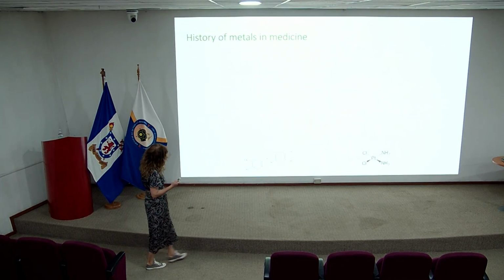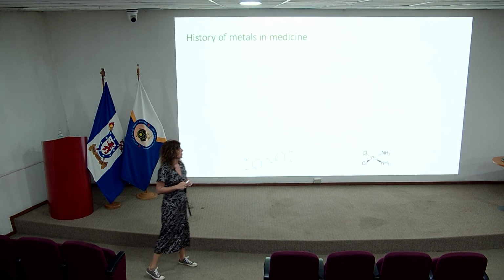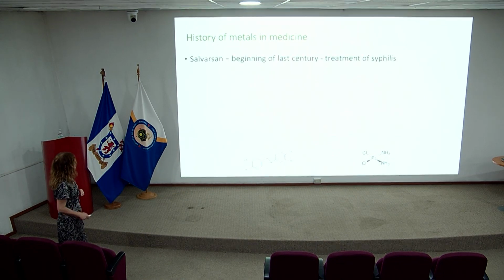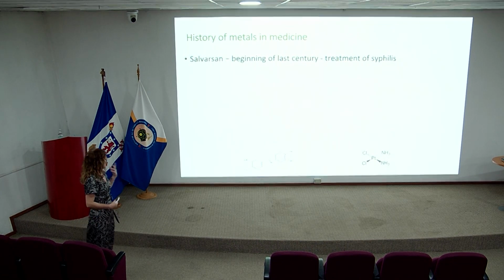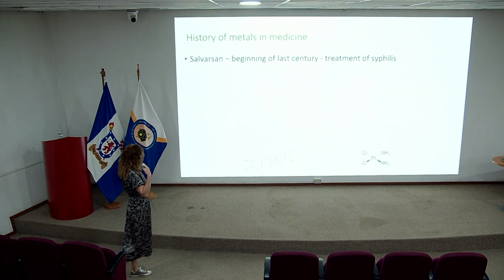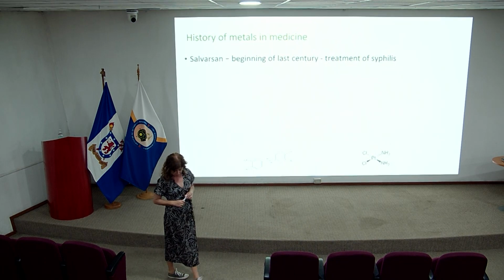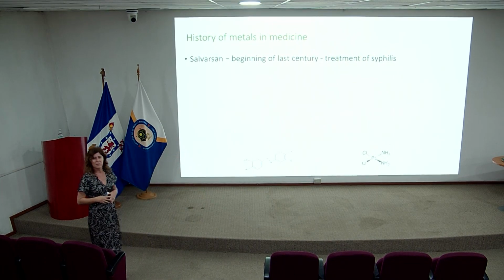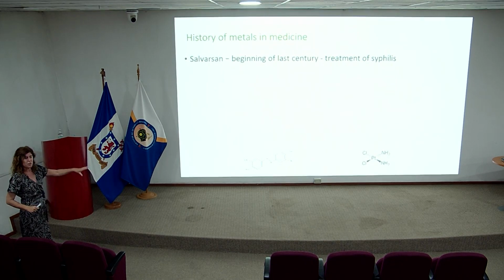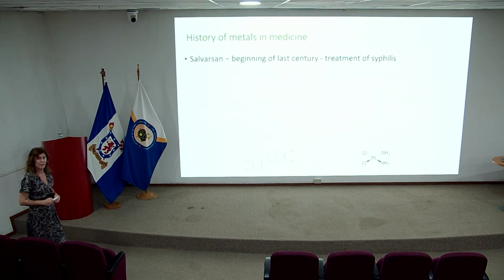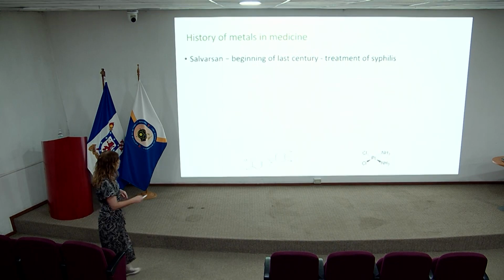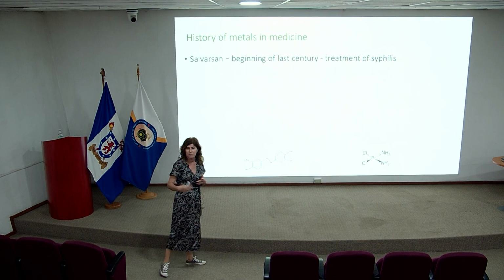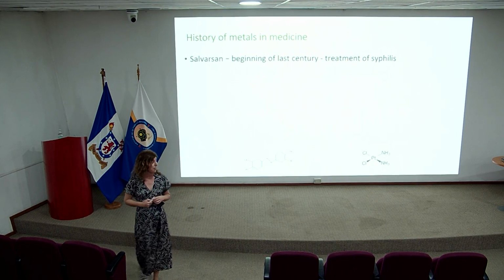So just one small slide about the history of metals in medicine. This compound that I show here, salvarsan, was developed in the beginning of the last century by Ehrlich, and he prepared many compounds containing arsenates. And this was the one that was highlighted as the best one for the treatment of syphilis. And this was used until the development of penicillin.